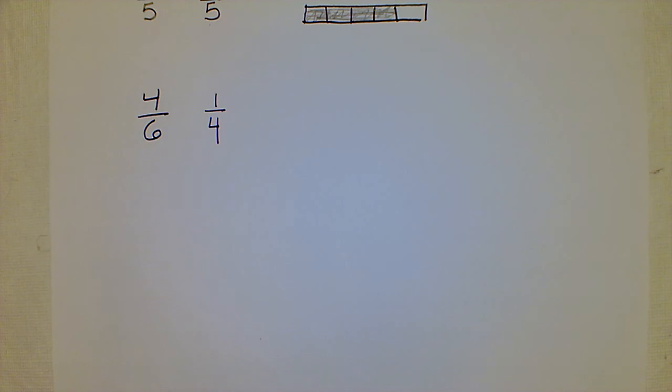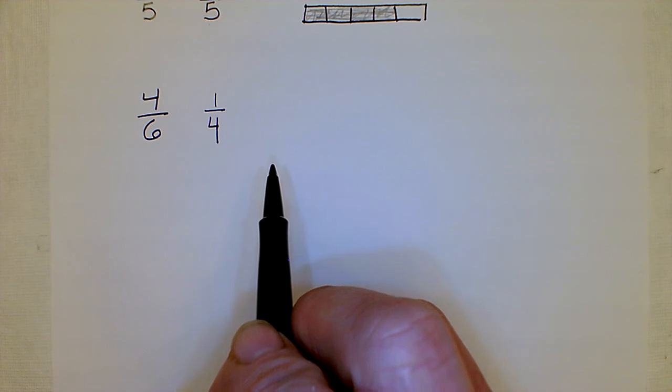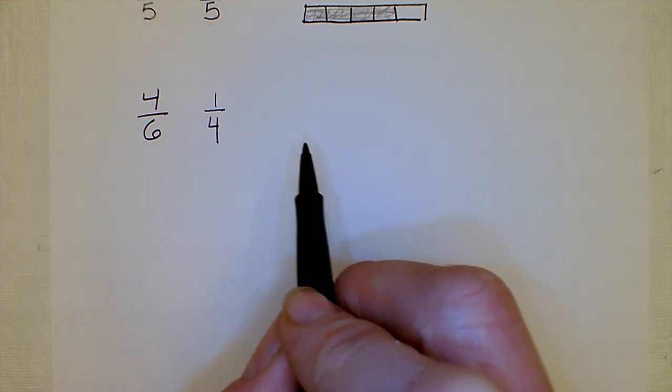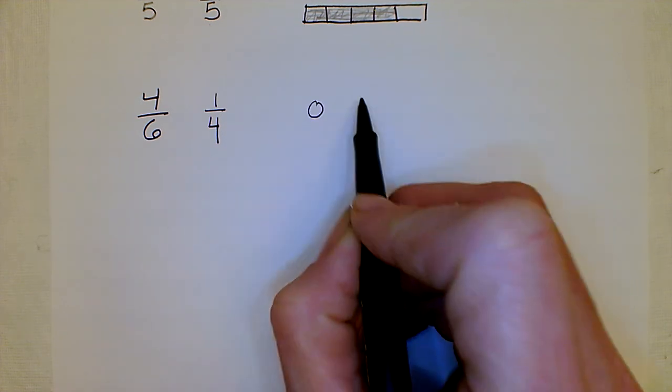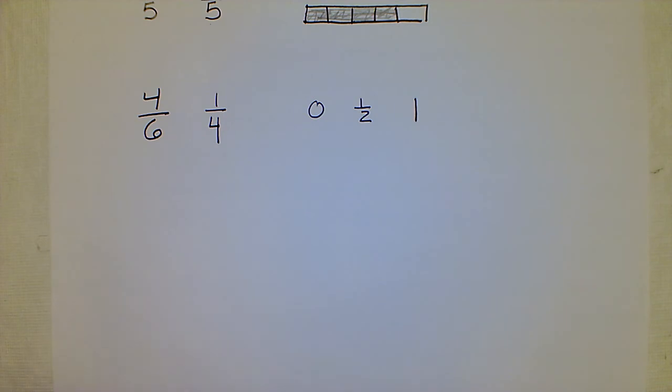And I want to remind everyone that benchmarks for fractions less than 0, sorry, less than 0 makes no sense. Benchmarks for fractions less than 1 are going to be 0, 1/2, and 1. And again, this is a quick review, so I'm not going into all the things about benchmarks that I've done in previous videos. They're still sitting out there waiting for you to explore them if you need them.